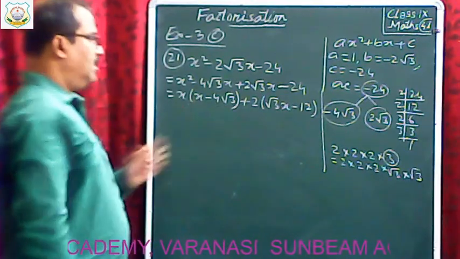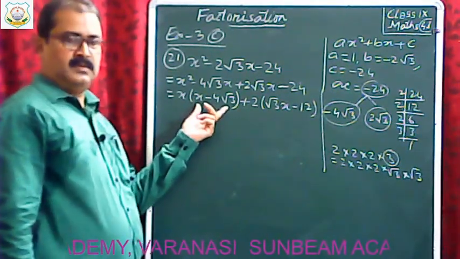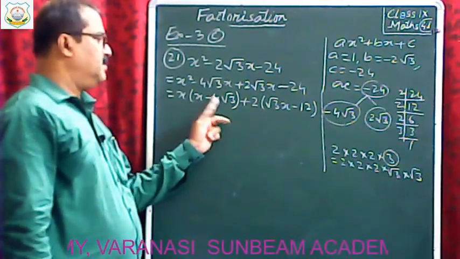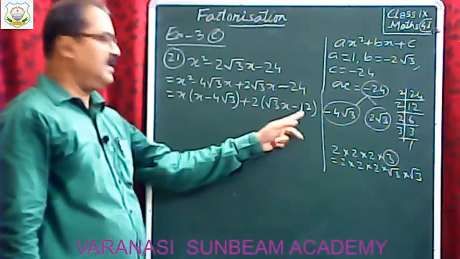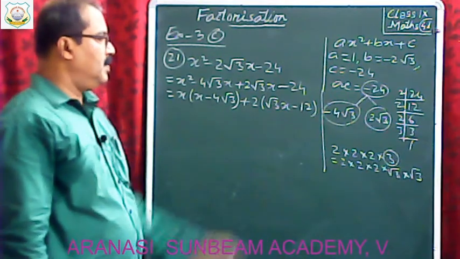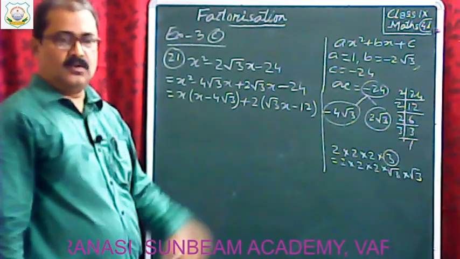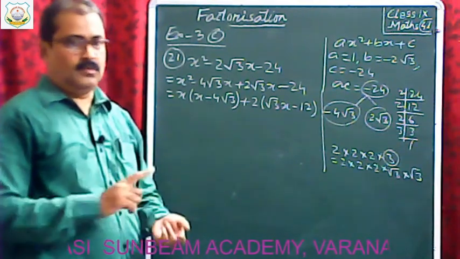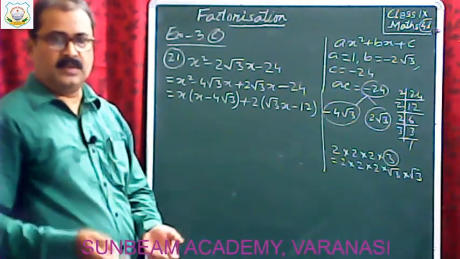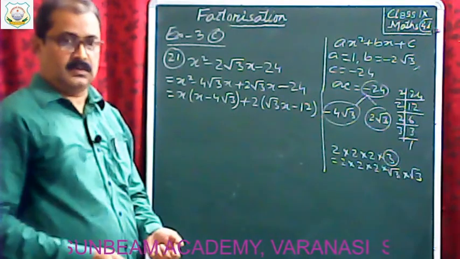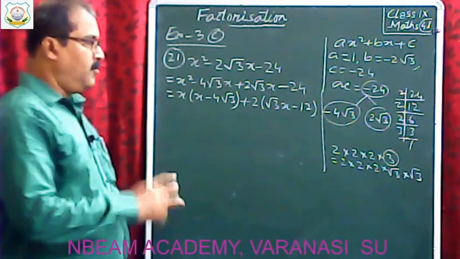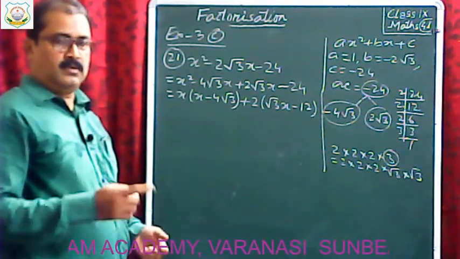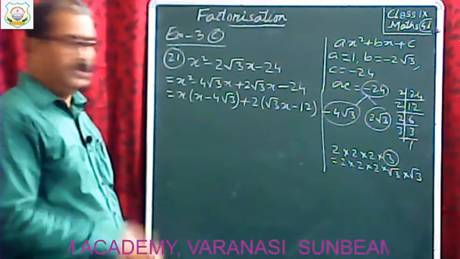Then terms within the brackets are different. x minus 4 root 3, root 3x minus 12, so what we have to do? We have to express 12 using root 3. How to express? We know 4 into 3 equal to 12. In place of 3 you have to write square root 3 into square root 3. Clear? So 4 into square root 3 into square root 3, again we get 12.